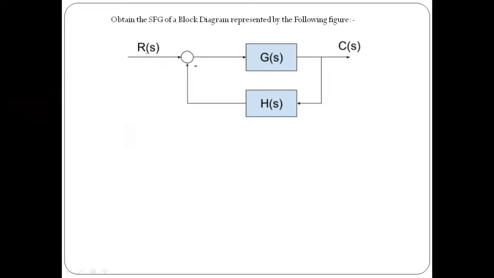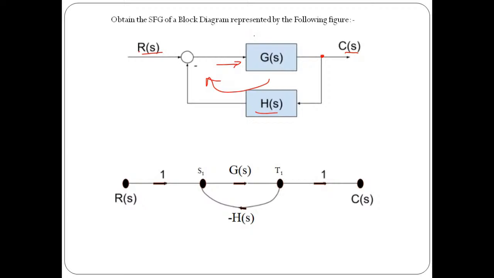It is very simple. Here we have an input signal R of S followed by a summing point, and then here we have a takeoff point, and then here we have the controlled output signal. This indicates the forward path gain, and this indicates the feedback path gain H of S. So if you apply those steps one by one, step 1, 2, 3, 4, you will get this as an output. I hope this point is clear to everyone.